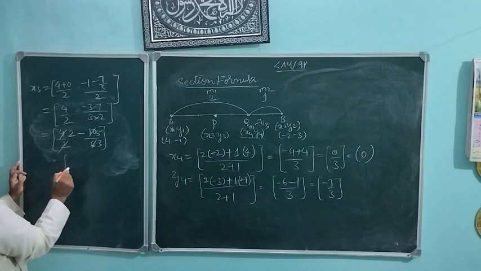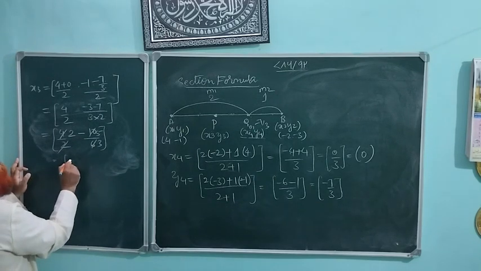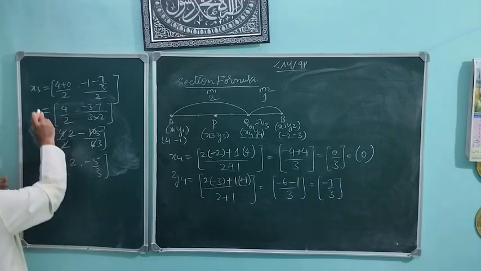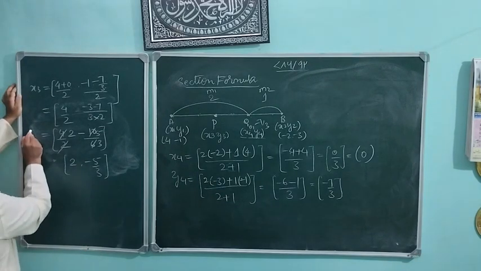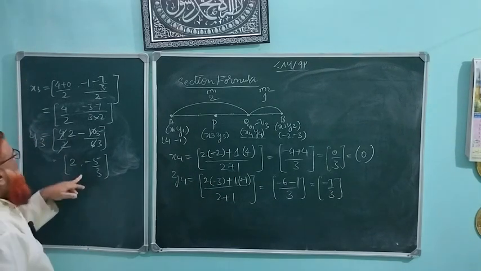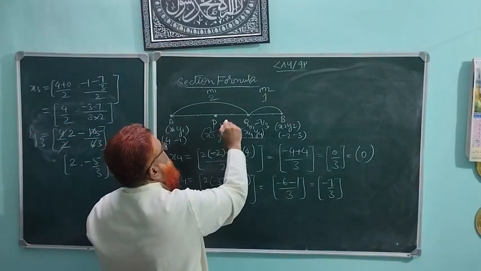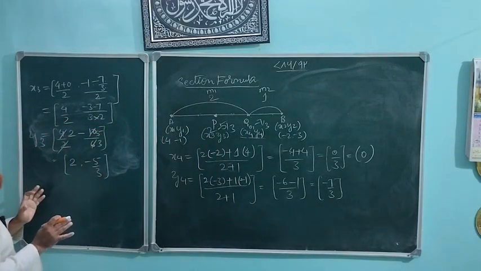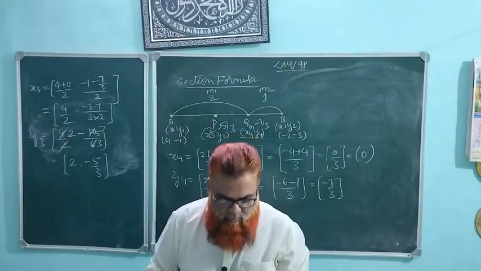So the value of x3 and y3 is 2 and minus 5 by 3. This is x3 and y3, which is equal to 2, minus 5 by 3. x3 is 2 and y3 is minus 5 by 3. Okay, by this way we can find the values using the section formula.